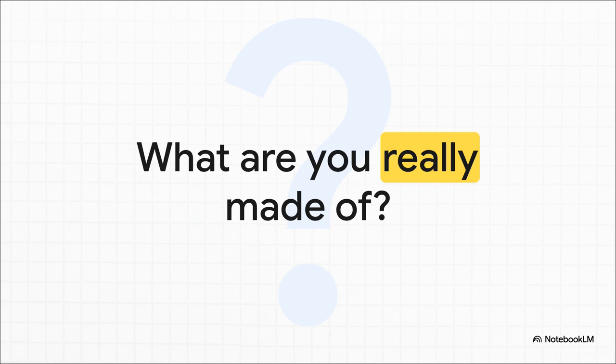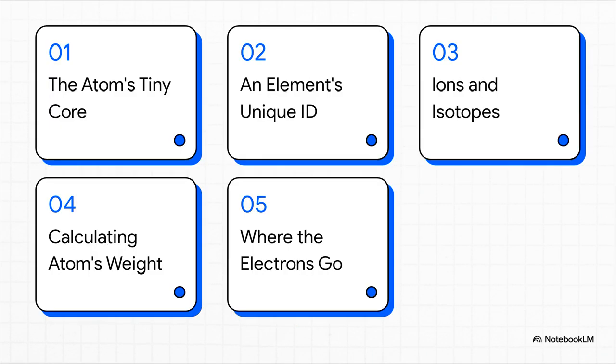I mean, if you could zoom in past your skin, past your cells, all the way down, what would you find? Well, the answer is this incredible, tiny universe of particles. And to understand it, we're going to need a roadmap. Here's our game plan. We'll start by exploring the atom's tiny core. Then we'll figure out how each element gets its own unique ID. After that, we'll get into ions and isotopes, learn how to actually calculate an atom's weight, and then wrap it all up by figuring out where those electrons are supposed to go.